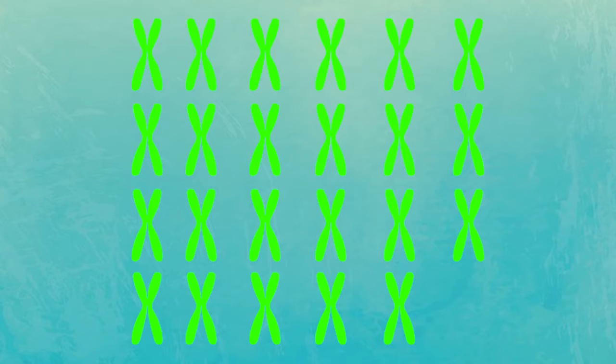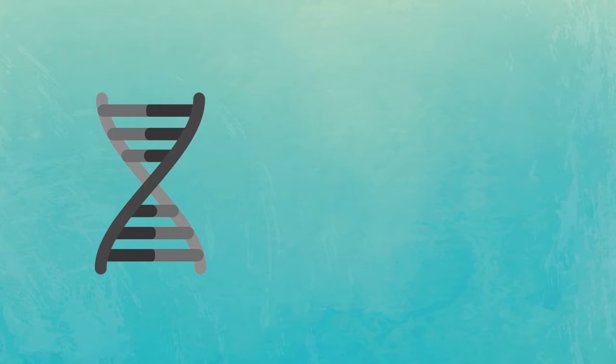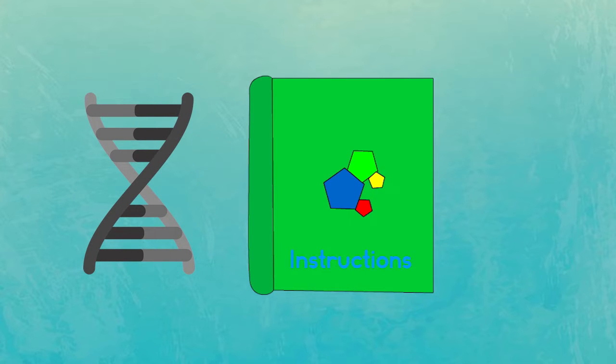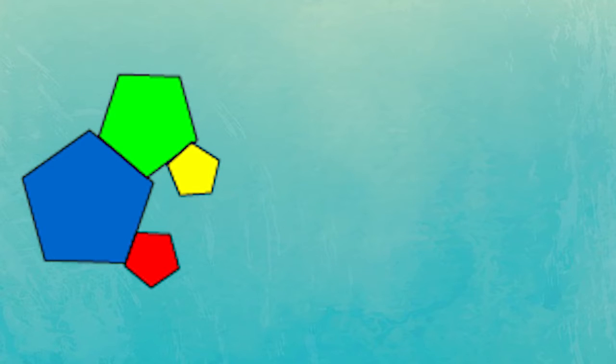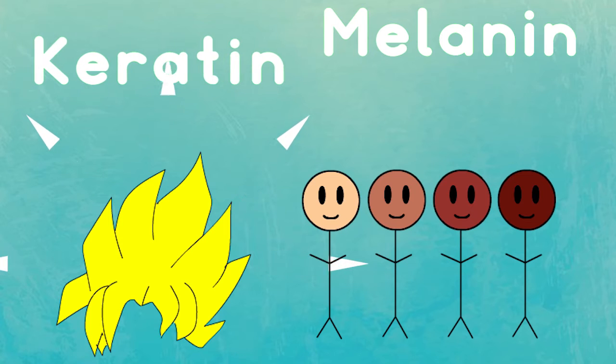Each human has 23 pairs of chromosomes, with a variation of each coming from the mother and father. An area located on the chromosome is known as a gene, and this essentially acts as an instruction manual for the amino acids to be synthesized into proteins. These proteins that are made determine the traits of our body, such as melanin, which controls your skin color, or keratin, which dictates how strong your hair is.